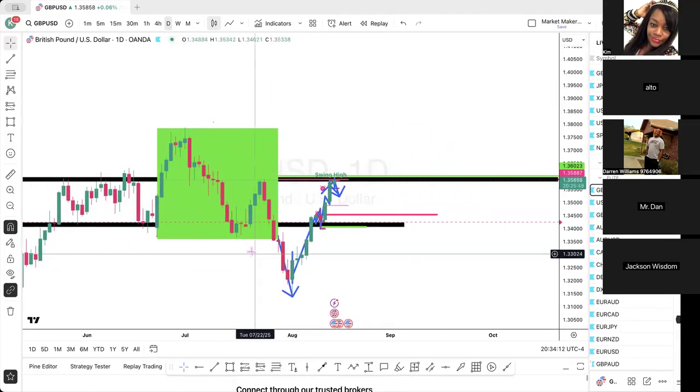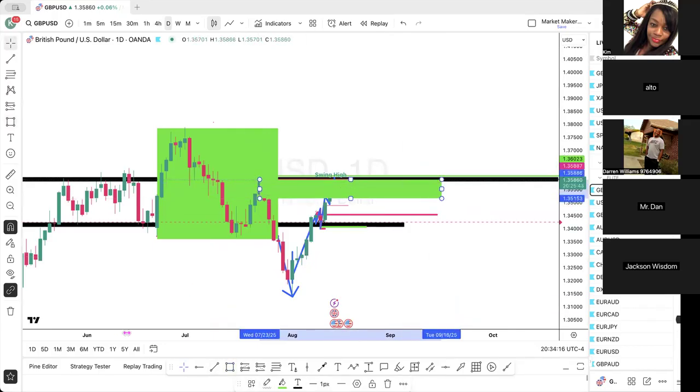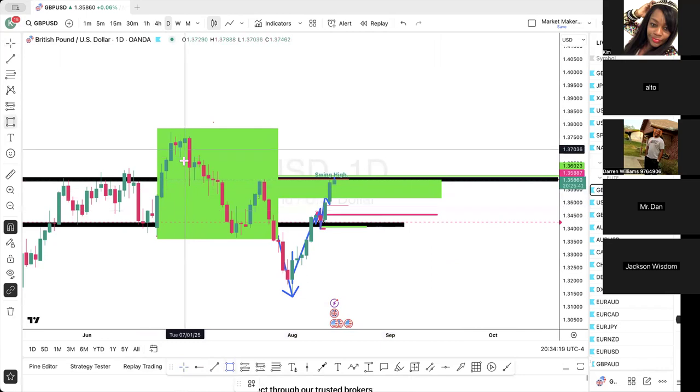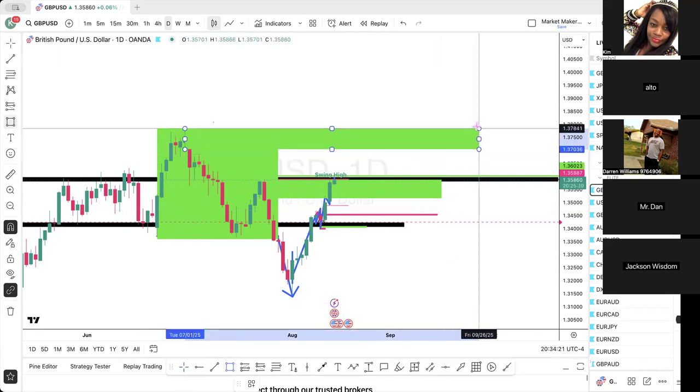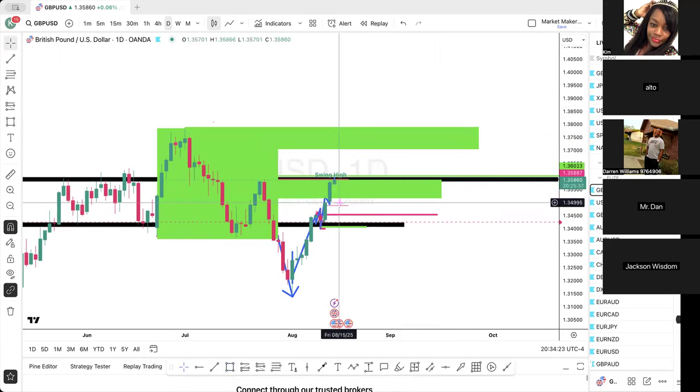On the daily, we had two supply zones. We had this zone here, and then we have this one here. So if price keeps going, I would not be surprised, and I would look for a sell from here.